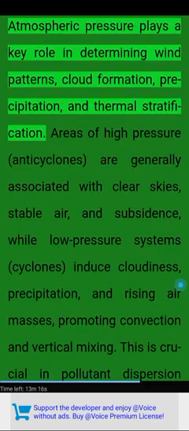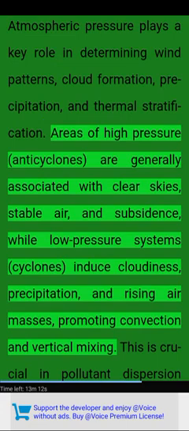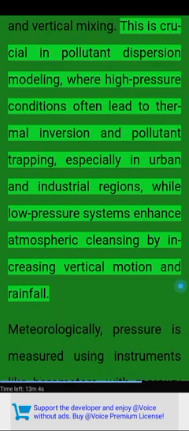Atmospheric pressure plays a key role in determining wind patterns, cloud formation, precipitation, and thermal stratification. Areas of high pressure, anticyclones, are generally associated with clear skies, stable air, and subsidence, while low pressure systems, cyclones, induce cloudiness, precipitation, and rising air masses, promoting convection and vertical mixing. This is crucial in pollutant dispersion modeling, where high pressure conditions often lead to thermal inversion and pollutant trapping, especially in urban and industrial regions, while low pressure systems enhance atmospheric cleansing by increasing vertical motion and rainfall.